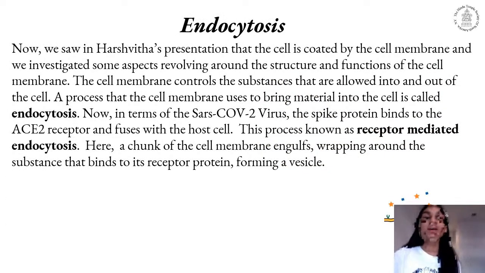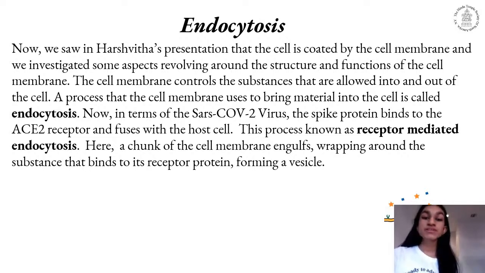Endocytosis. Now, we saw in Harshvita's presentation that the cell is coated by the cell membrane, and we investigated some aspects revolving around the structure and function of the cell membrane. Now, the cell membrane also controls substances that are allowed in and out of the cell, and a process that the cell membrane uses to bring material into the cell is called endocytosis.